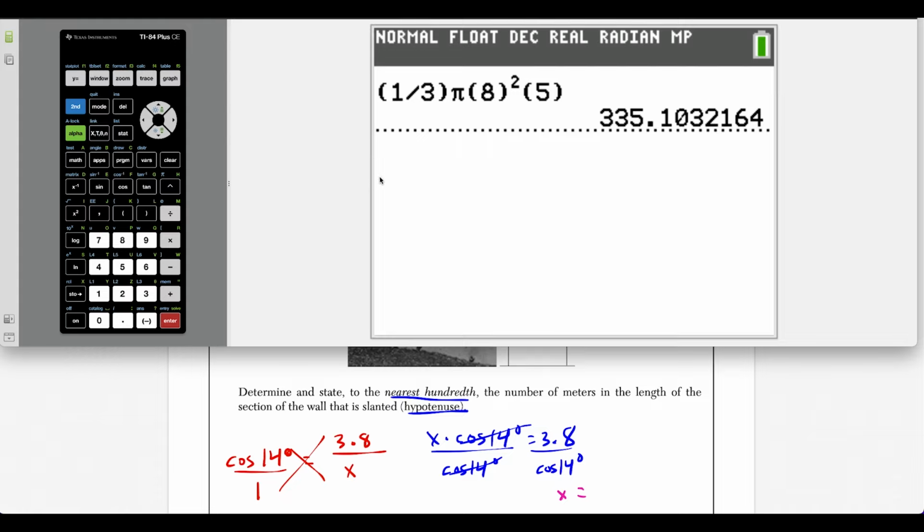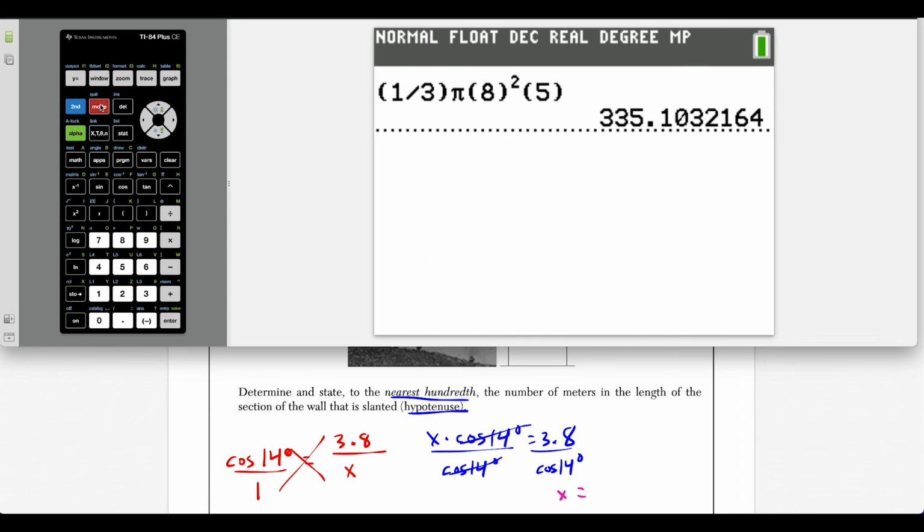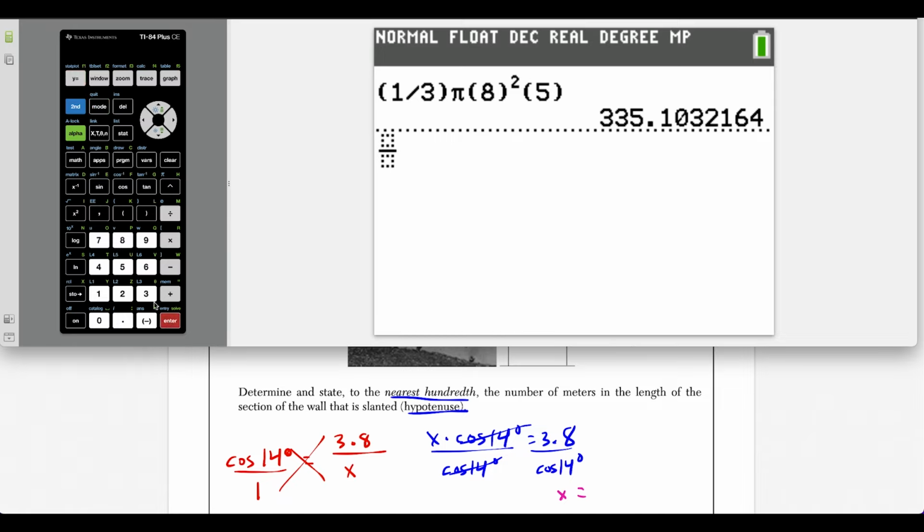But one thing you have to be super careful of, notice it's cosine of 14 degrees, and right now the calculator says we're in radians. So we're going to press mode, we're going to scroll down over to degrees and press enter, and now we could just go ahead and divide. Little fraction trick, you could press alpha y equals enter, and that'll pull up a fraction like this if you have the TI 84 plus CE, and then we have 3.8 divided by cosine of 14 degrees.